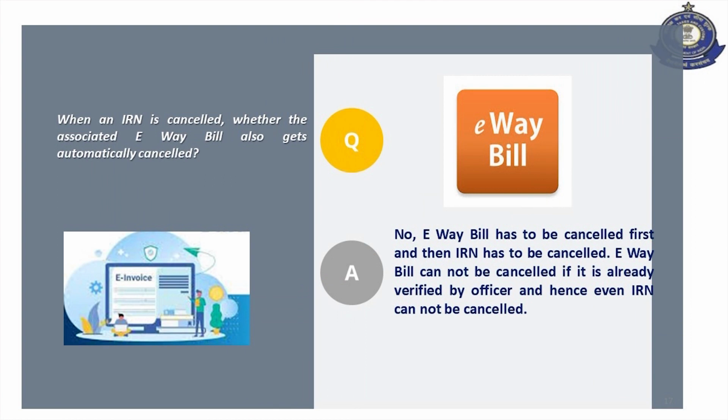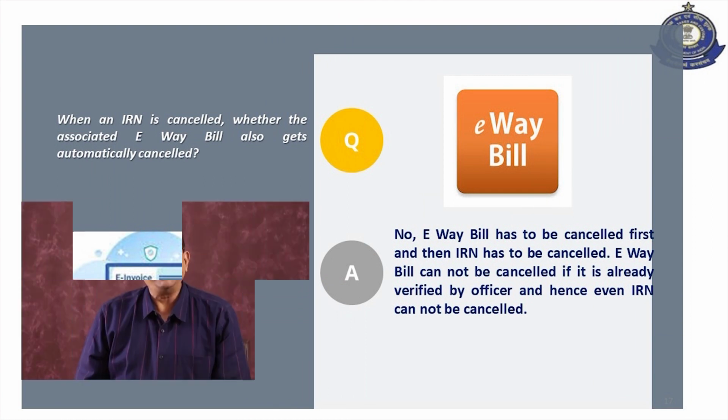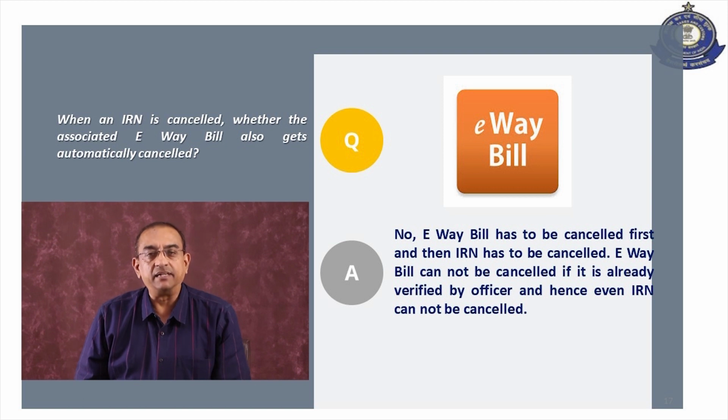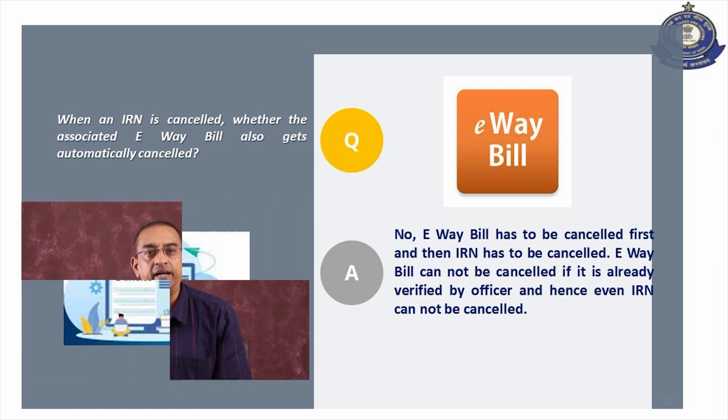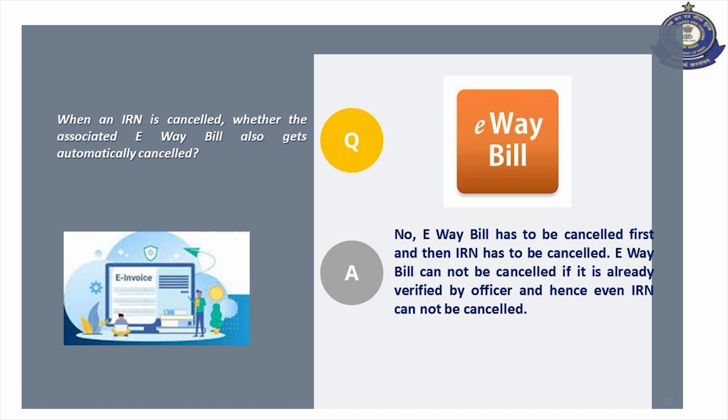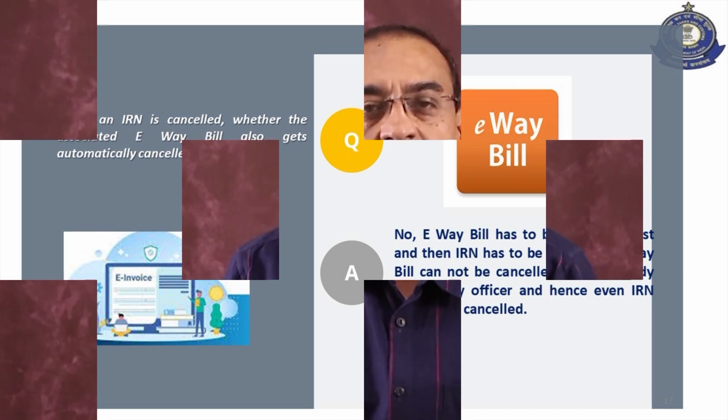When an e-invoice for which the IRN number is generated is cancelled, will the e-way bill be automatically cancelled, because there is a facility for auto generation of e-way bill once e-invoice is generated? The answer is no. Both are independent, and if e-invoice is cancelled, the e-way bill will have to be cancelled separately. It will not be automatically cancelled.